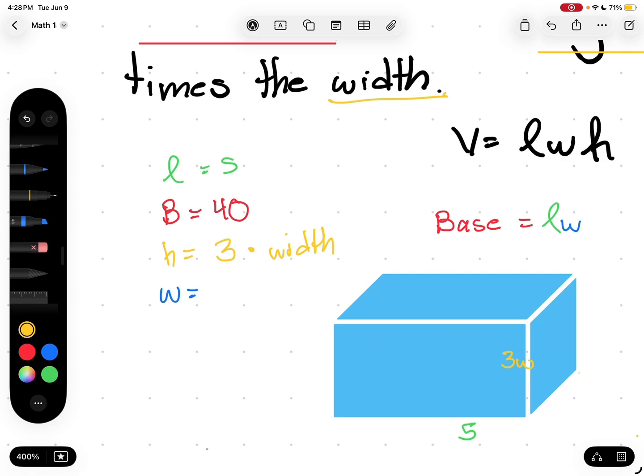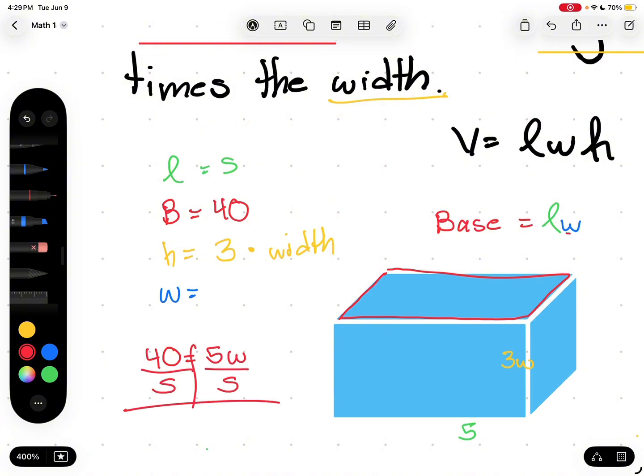That means that this number is something that we do not know. But what we do know is that this entire thing has an area of 40. And one of those numbers is 5. So essentially, what we're trying to do is 40 equals 5 times our width, w. We divide both sides by 5. We get our width is equal to 8. So our width is 8, which means that our height is 3 times 8, which is 24.